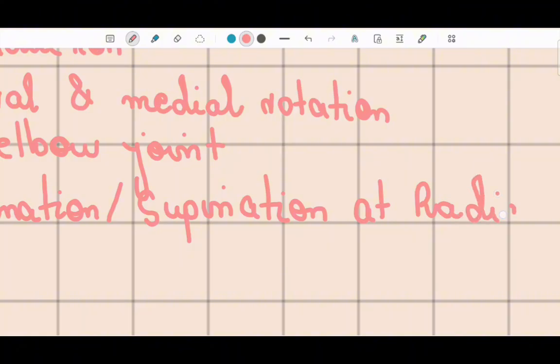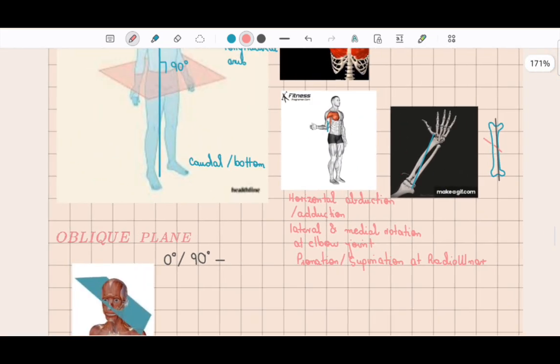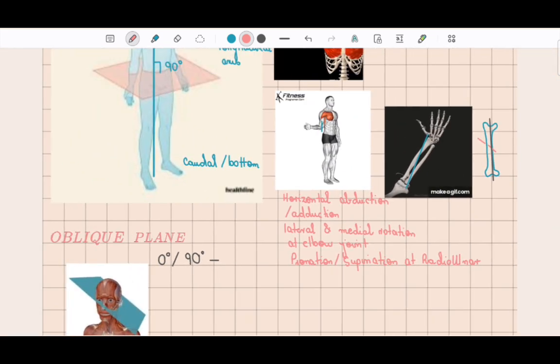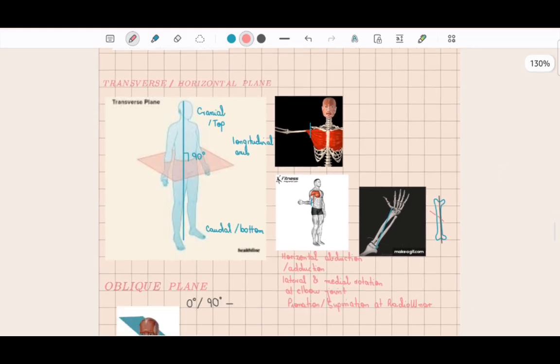You will be able to remember all these movements much more prominently in the locomotor module. So if you are not able to remember all these movements, that's pretty much okay for you guys. Just remember the planes and how they are dividing the body. That's more important at this level. So these are basically the planes.